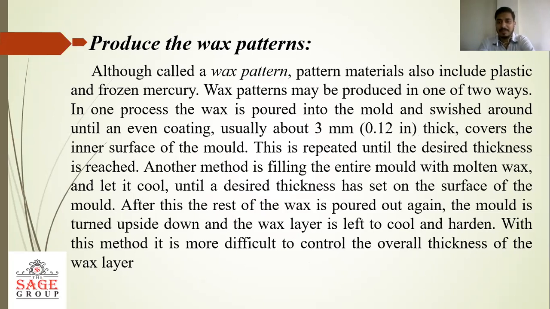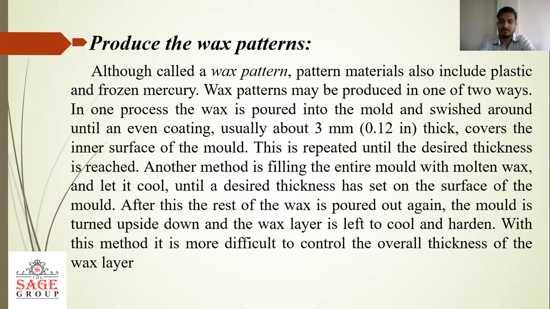Wax pattern material may also include plastic or frozen mercury. A wax pattern may be produced in one of two ways. In one process, the wax is poured into the mold and twisted around until an even coating, usually about 3 mm thick, covers the inner surface of the mold. This is repeated until the desired thickness is reached.